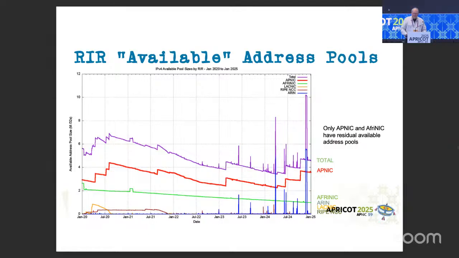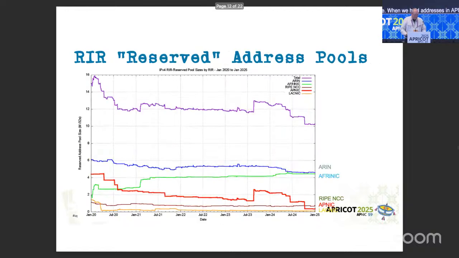Not quite true. When we hold addresses in APNIC, they actually go in a pool marked available. When ARIN hold addresses, they go into a pool marked reserved. Quarantine, whatever, they polish them up. I don't know what they're doing with them, but carefully looking after them in the warehouse until they enter back into the system. And so that blue line, ARIN, is actually relatively constant. It's moved slowly over the last 5 years from 6 million to 4 million addresses marked as reserved.